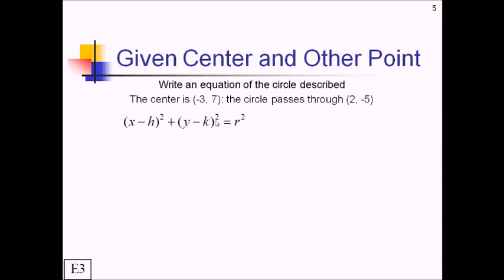Doing that would give us all constants on the left side, and whatever all this stuff evaluated to would end up being r squared. So that's what we're going to do. We're going to plug in the center and whatever point they gave us to figure out r squared.